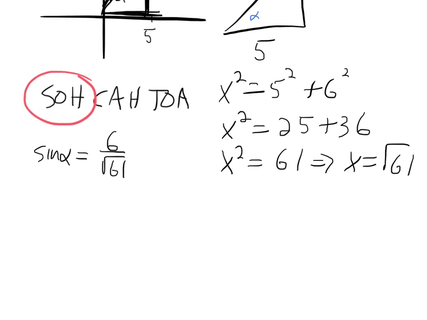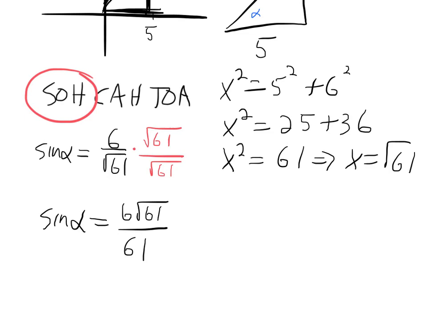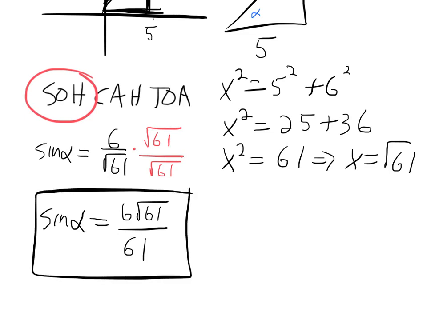Now, a lot of books want to have this rationalized. Some books say it doesn't matter. I'm of that opinion as well, but since so many books say that it does, I know how to do this as well. So sine alpha equals, now if you multiply by a form of 1, you're not changing the value of the expression. In this case we get square root of 61 times square root of 61. That gives us just a 61 denominator. The numerator is 6 square root 61. That completes this problem.